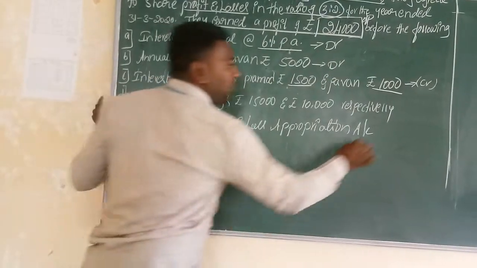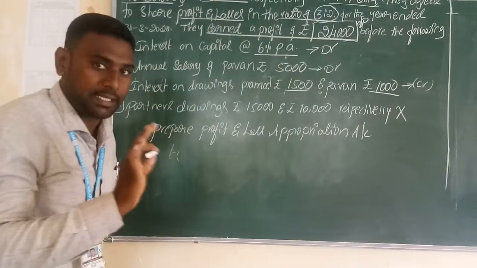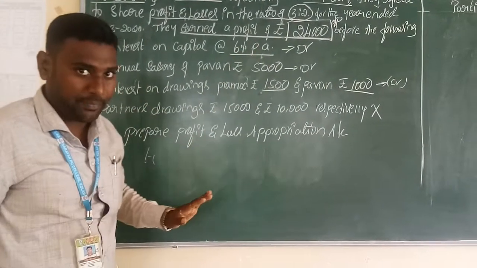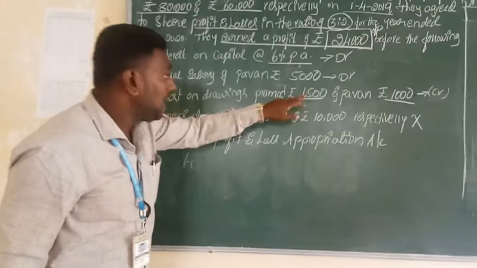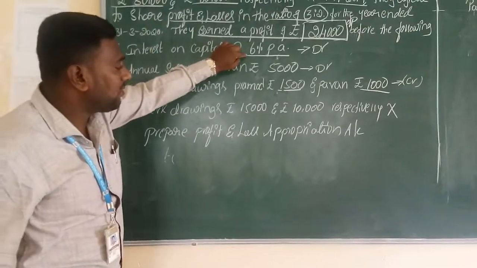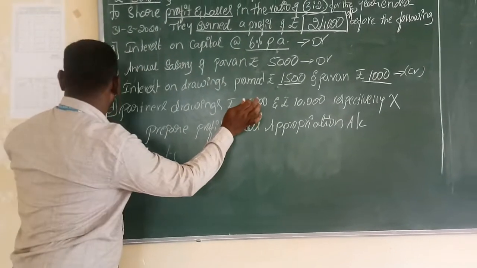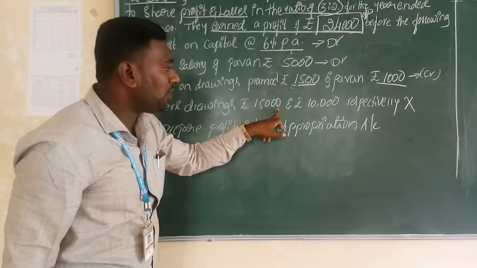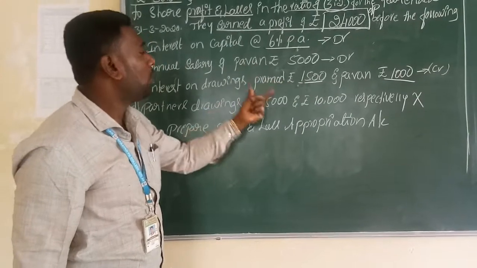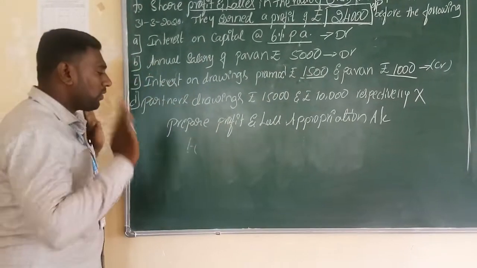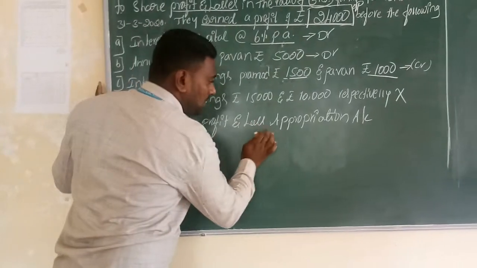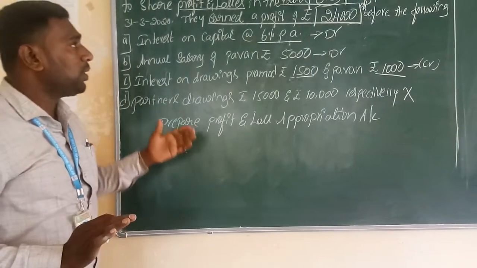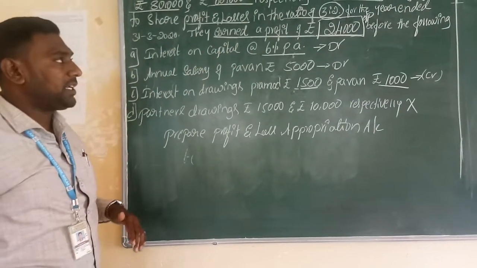Finally, partners' drawings of rupees 15,000 and 10,000 respectively are given. Adjustment number 4 we have to ignore, because the drawings interest is already calculated and given. If this value is not given and instead a percentage is given, then we have to consider the drawings value. If the percentage is not given but the value of interest on drawings is given, we should ignore the value of drawings and consider only the interest on drawings. Finally, what we have to prepare is the profit and loss appropriation account. This is the question and we have to prepare this account only.